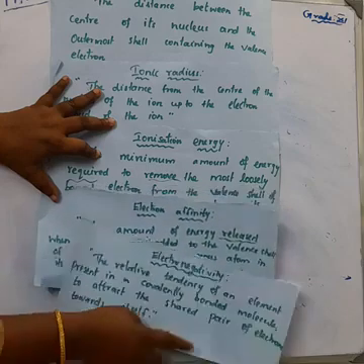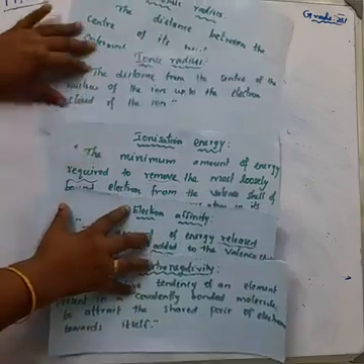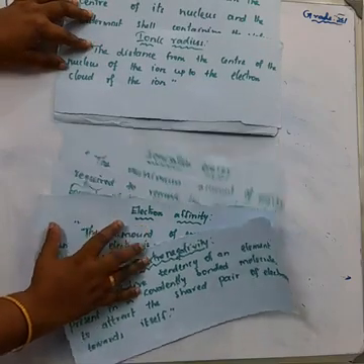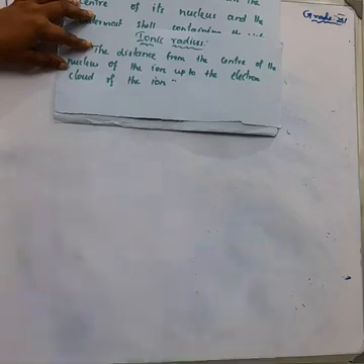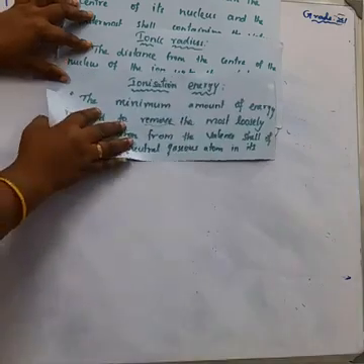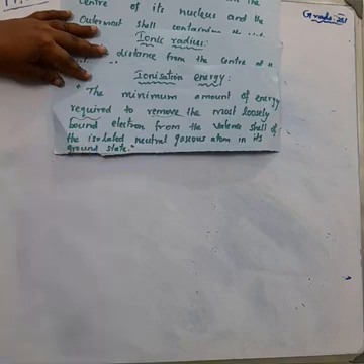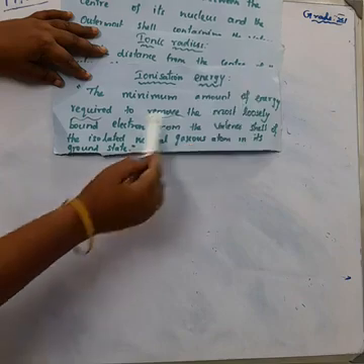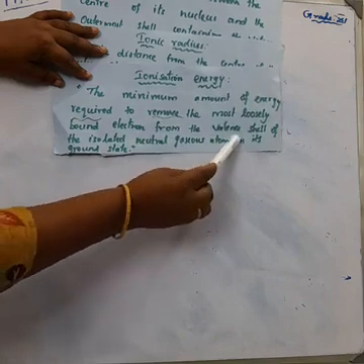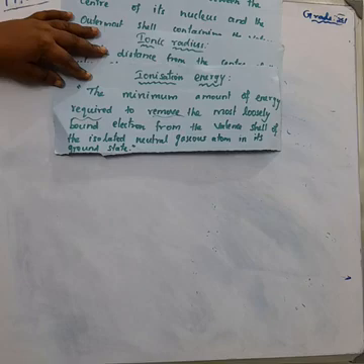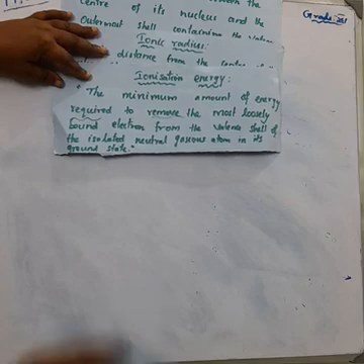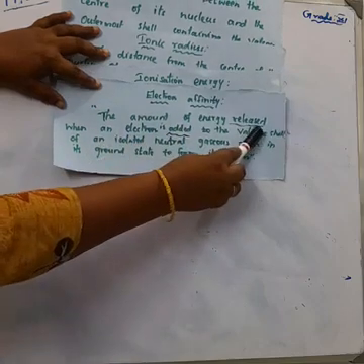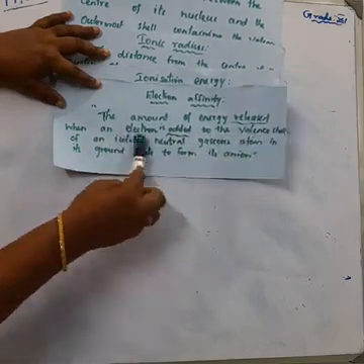And what do you mean by ionic radius? It is defined as the distance between the center of the nucleus of the ion up to which it exerts its influence on the electron cloud of the ion. Ionization energy is defined as the minimum amount of energy required to remove the most loosely bound electron from the valence shell of an isolated neutral gaseous atom in its ground state. Electron affinity means the amount of energy released when an electron is added to the valence shell.